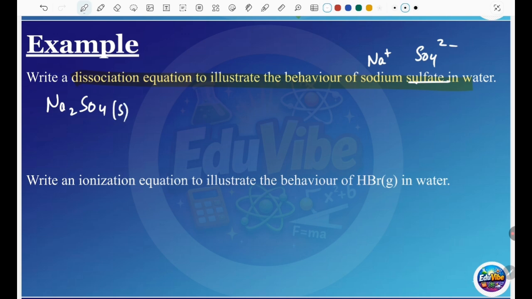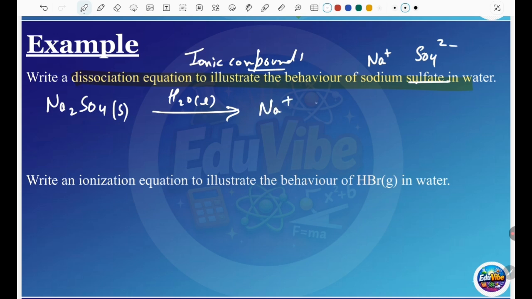Okay. So now you have to do the reaction. When you do the reaction, above the arrow you have to write water in liquid. So this is an ionic compound, and in an ionic compound you have to separate the ions. So you get Na positive aqueous plus SO4 2 negative aqueous, and you have to balance this with that 2.